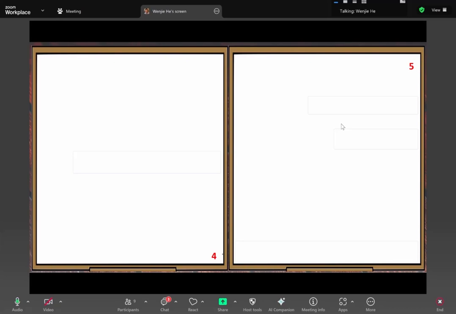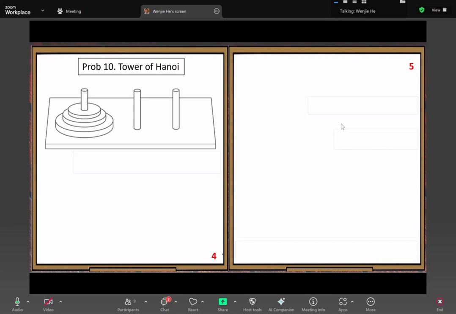But this problem you learned before. Not just learned before, I think most of you should have experience with it in your early years. So you did this puzzle before. The Tower of Hanoi problem. Let me describe the problem.